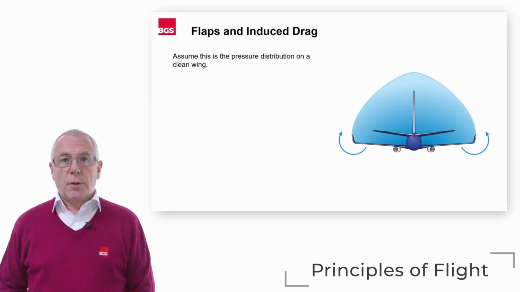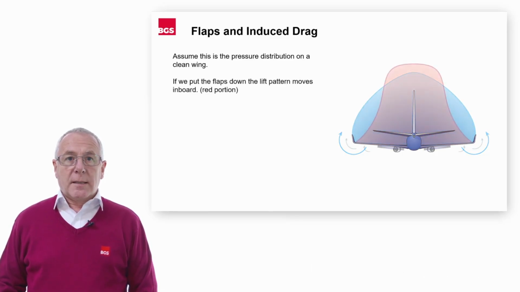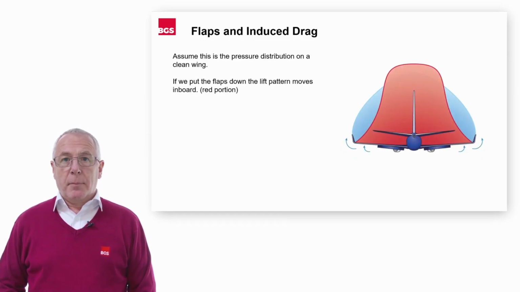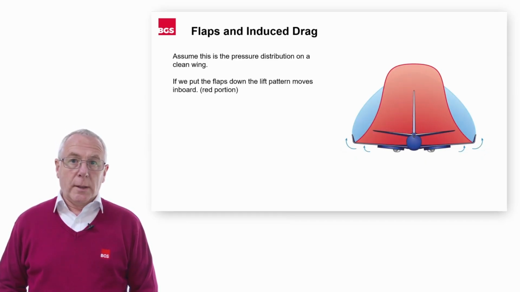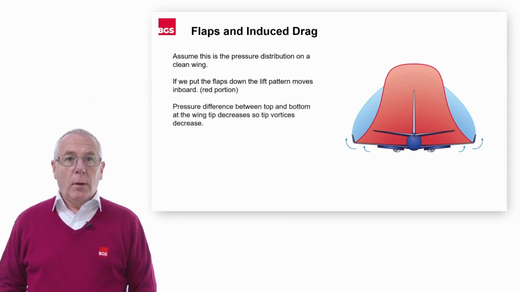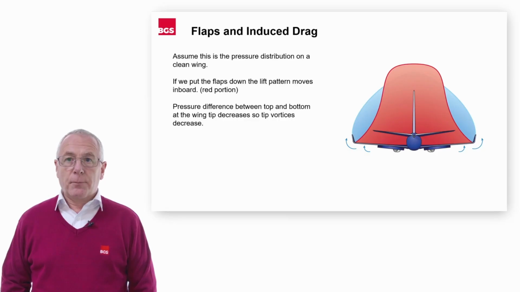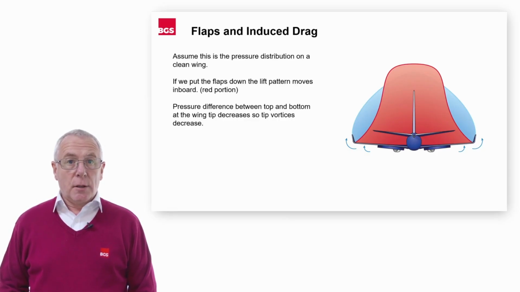The pressure distribution above a wing is determined by wing shape, the camber and the aspect ratio. When we extend the flaps, we change the camber and usually, but not always, the aspect ratio. For the same airspeed, more lift will be generated where the camber has been increased by the flap extension, so you would expect to see a change of pressure distribution as shown here.